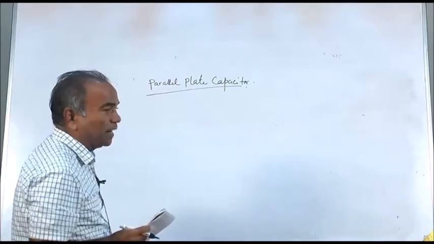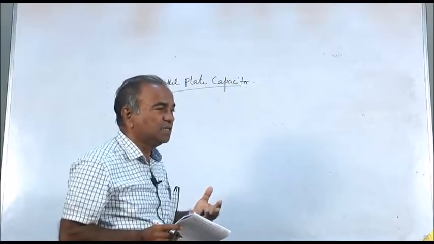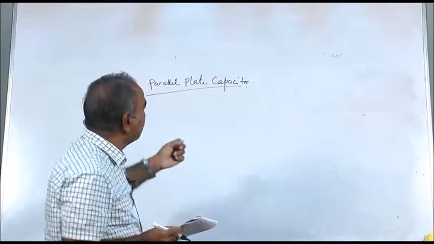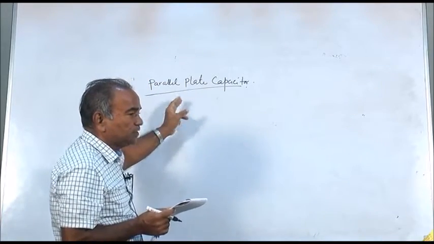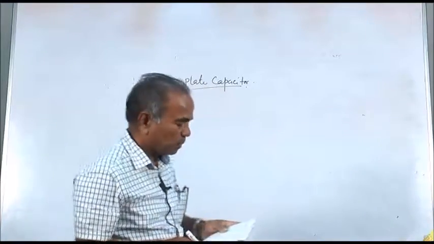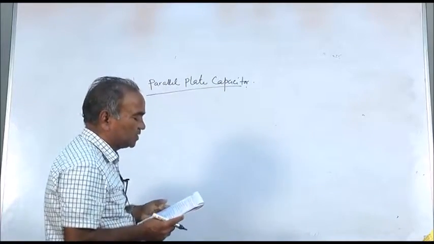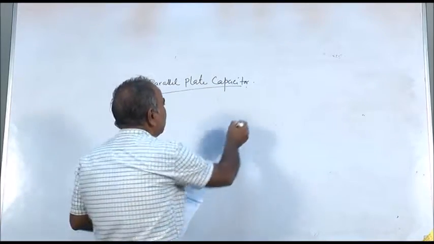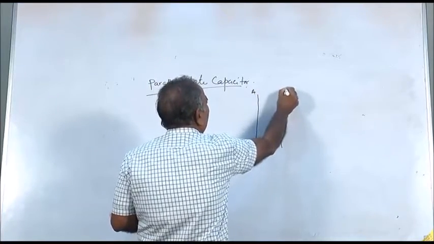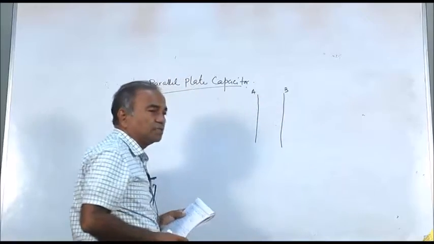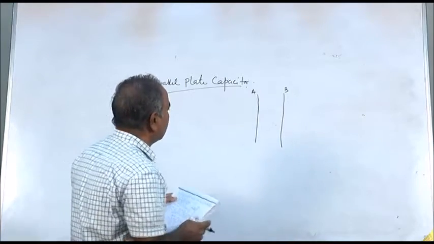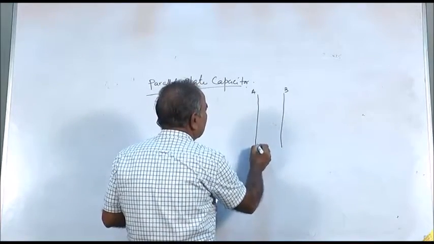By use of two plates made up of same material, same thickness, same area of cross section, one is charged and another is earthed, we can have a capacitor which has a larger capacity, and that can be accommodated in a very small space. So this parallel plate capacitor consists of two plates A and B, made up of same material, same thickness and same area of cross section, and they are separated by distance d.